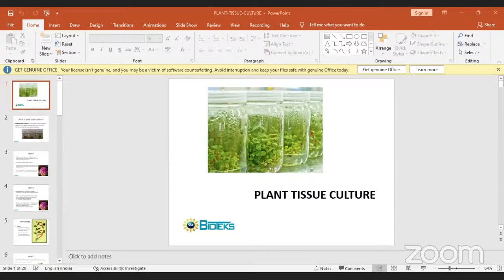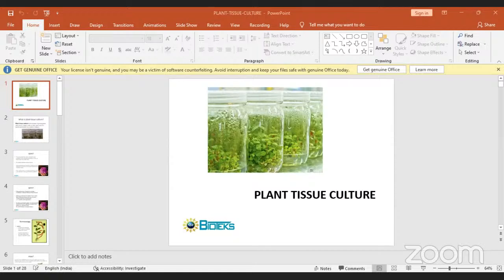Next, the fourth one is to produce sterile plants. Then production of secondary metabolites, making of artificial seeds and synthetic seeds, production of transgenic plants, production of hybrids, production of haploids, triploids, and dihaploids, and production of polyploid plants. So these are the 10 uses.